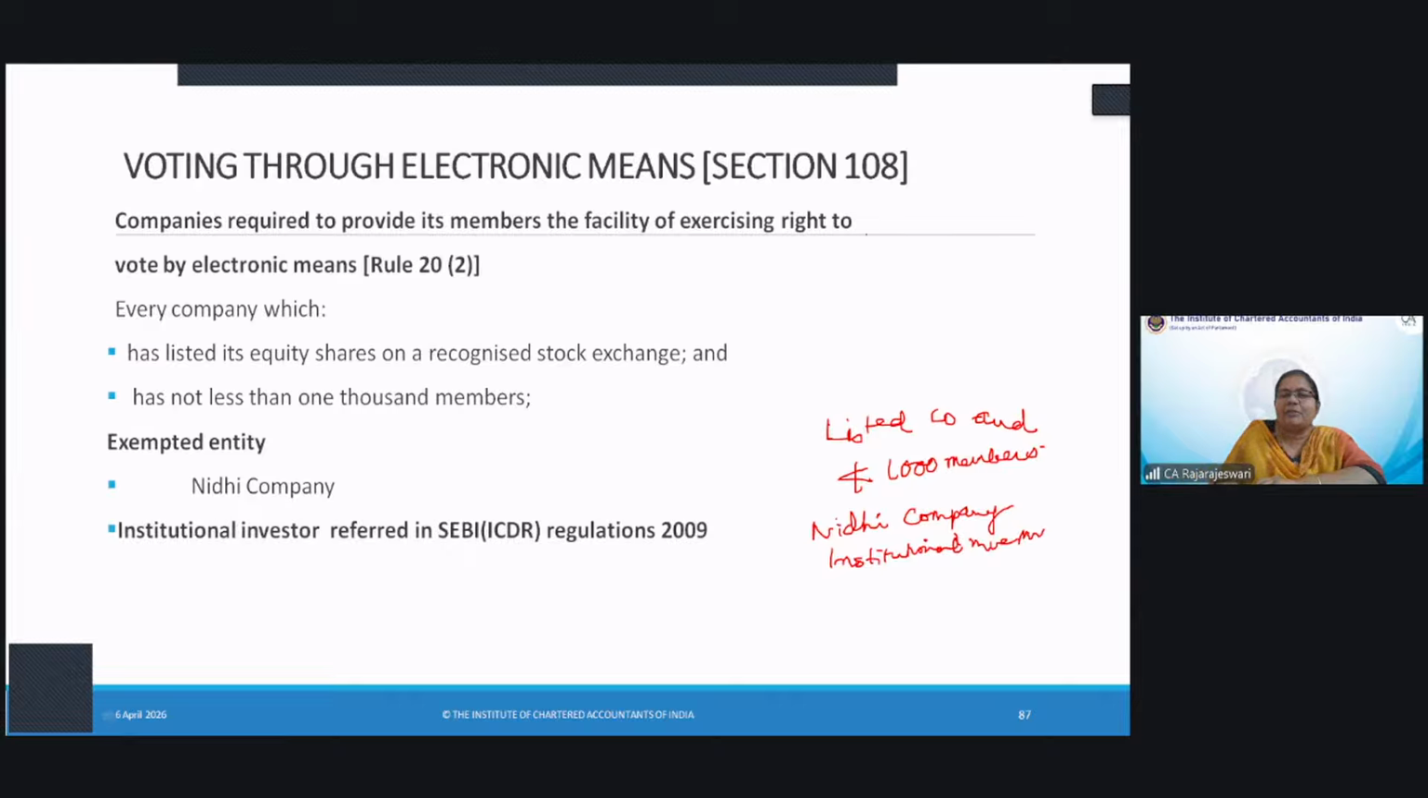So a company is required to provide its members the facility of exercising the right to vote by electronic means, as mentioned in sub-section 2 of Rule 20. Every company which has listed its equity shares on a recognized stock exchange and has not less than 1000 members should do the voting through electronic means. Of course, exempted entities are Nidhi companies and institutional investors referred to in SEBI regulations 2009. There it is exempted.